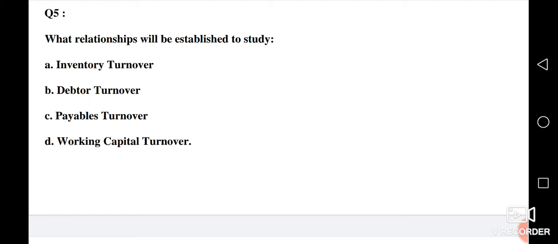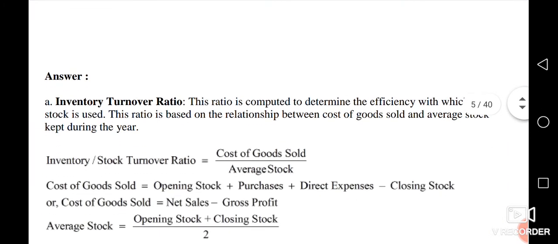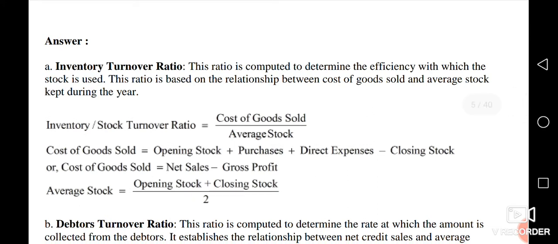Today's question is, what ratios will be established to study inventory turnover, debtor turnover, payable turnover, and working capital turnover? This is the solution. Inventory turnover ratio. This ratio is computed to determine the efficiency with which the stock is used. This ratio is based on the relationship between cost of goods sold and average stock kept during the year.